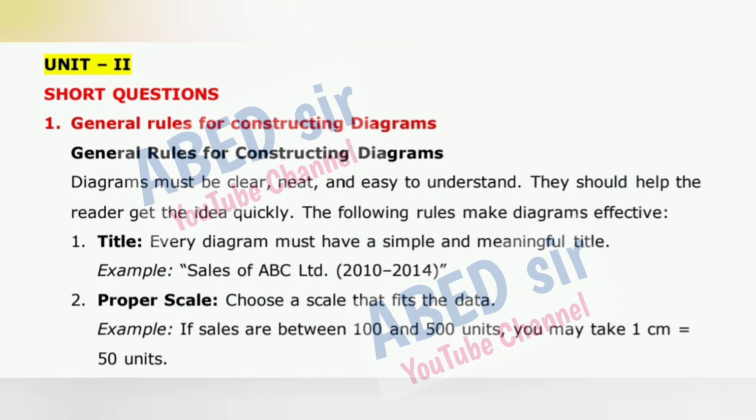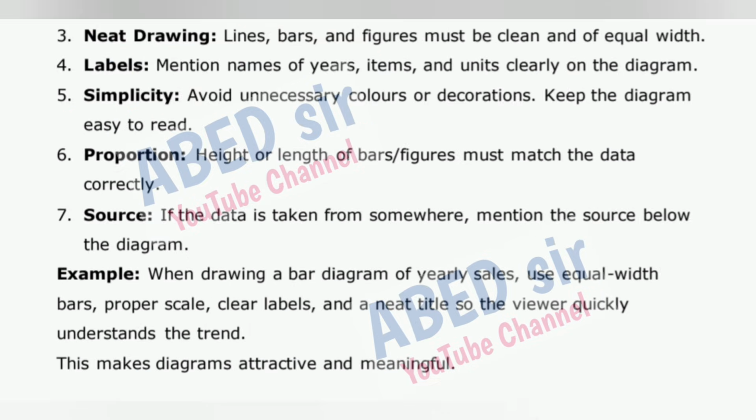1. Title. Every diagram must have a simple and meaningful title. Example, Sales of ABC Limited, 2010 to 2014. 2. Proper scale. Choose a scale that fits the data. Example, if sales are between 100 and 500 units, you may take 1 centimeter equal to 50 units. 3. Neat drawing. Lines, bars, and figures must be clean and of equal width. 4. Labels. Mention names of years, items, and units clearly on the diagram.